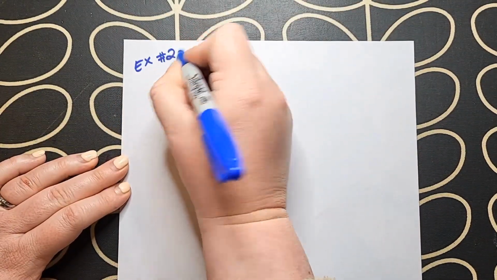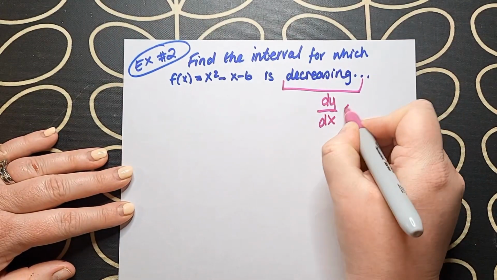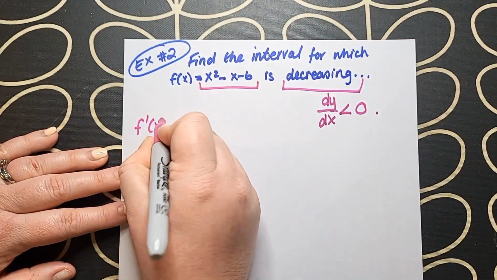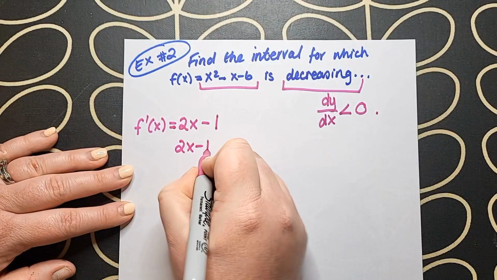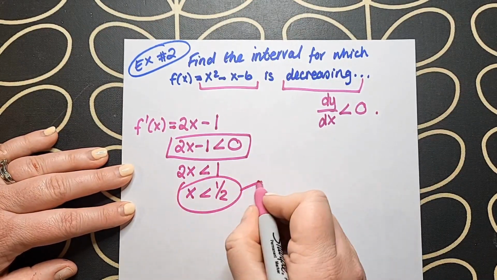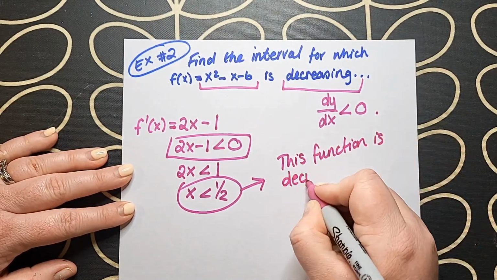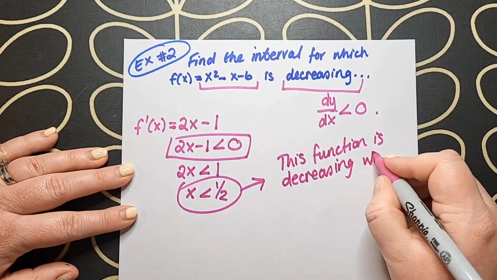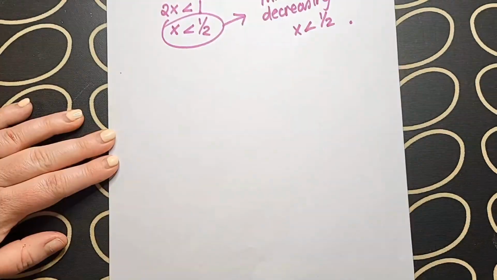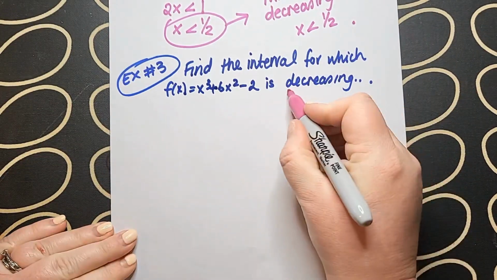Let's look at a second example. So in this example here, we have another quadratic. We have x squared minus x minus 6, and we're asked for when it's decreasing. We now know that decreasing means that dy dx is less than 0. So we differentiate, we let that function less than 0, and we solve for it. And we get that x is less than 1/2.